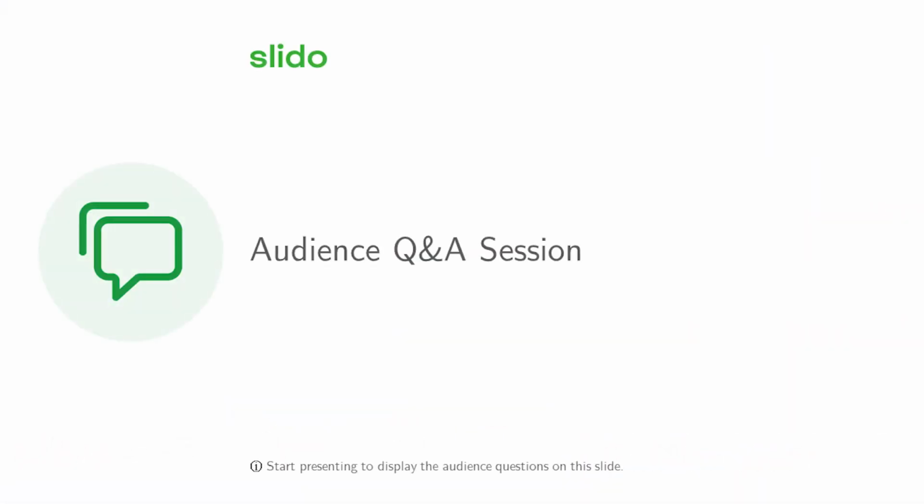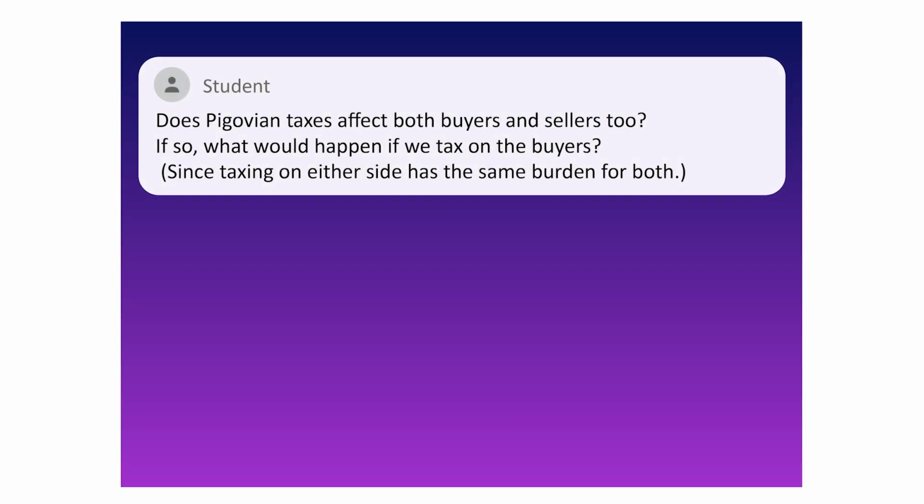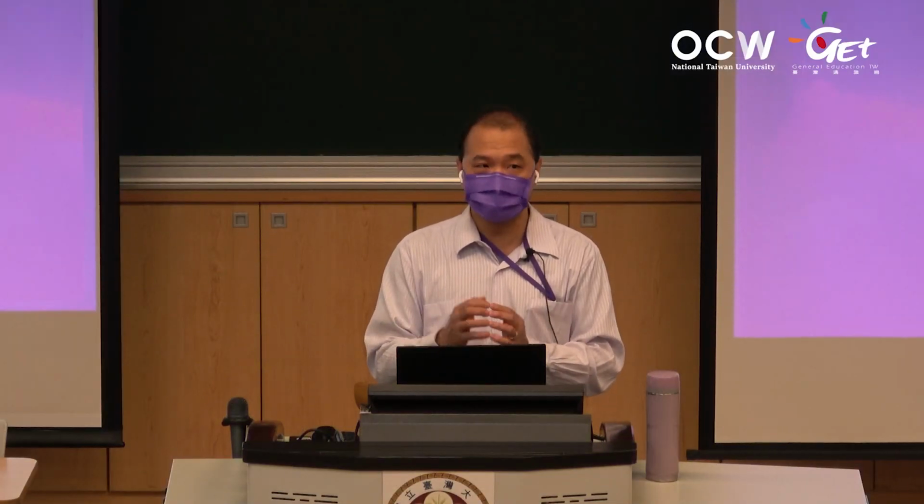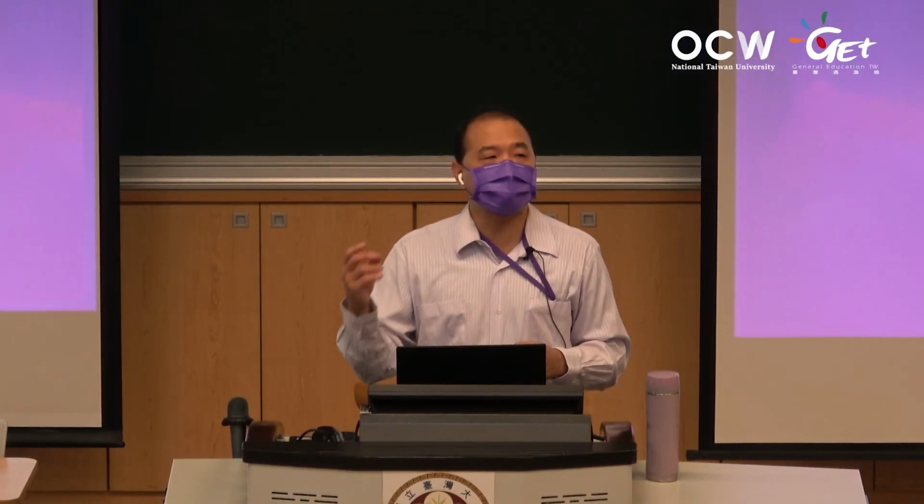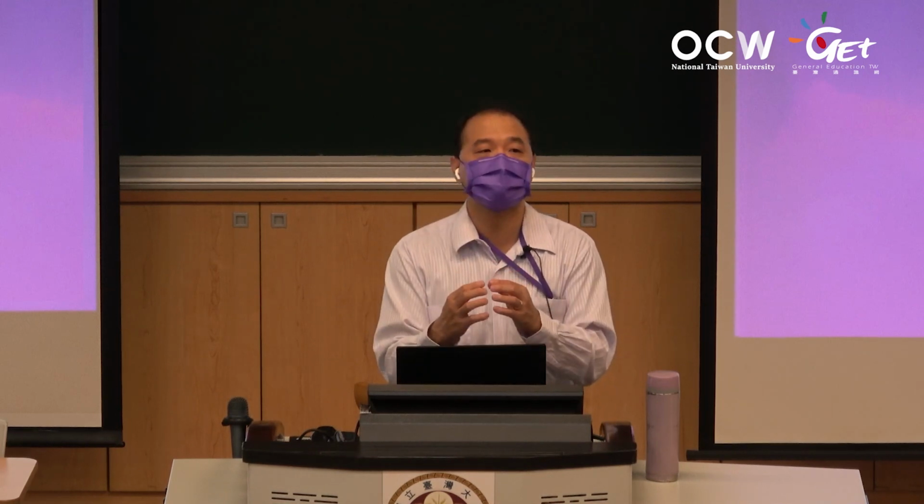Okay, so up to here, we talked about externalities and two market-based solutions. And so we can ask different questions. First, does a Pigovian tax affect both buyers and sellers too? If so, what would happen if we tax the buyers, since taxing on either side has the same burden for both? If you remember from our experiment last time, taxing the buyer and taxing the seller with a per unit tax is the same thing. So the same rule applies here. Say for a carbon tax, taxing the buyer and taxing the seller is literally the same thing.